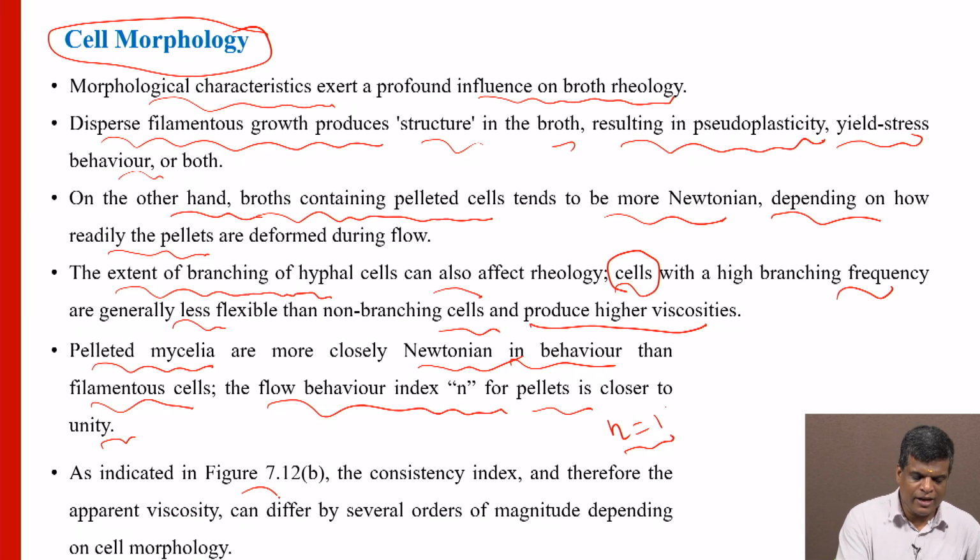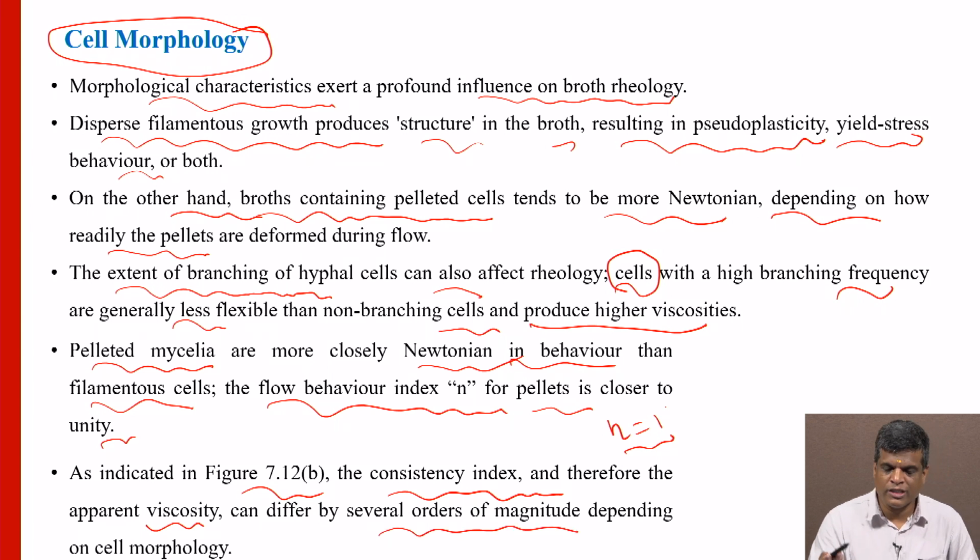As indicated in the figure, we will discuss the next figure. The consistency index and apparent viscosity can differ by several orders of magnitude depending on cell morphology. If the cell morphology is different, definitely the apparent viscosity will also vary. That is what we discussed in all these points.